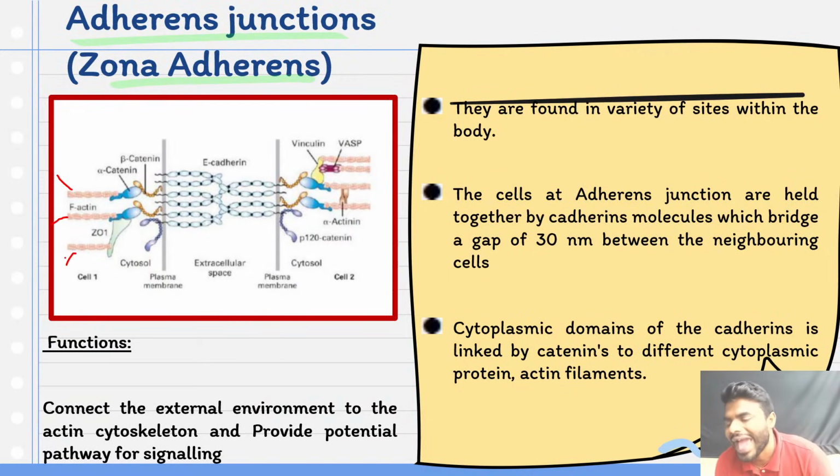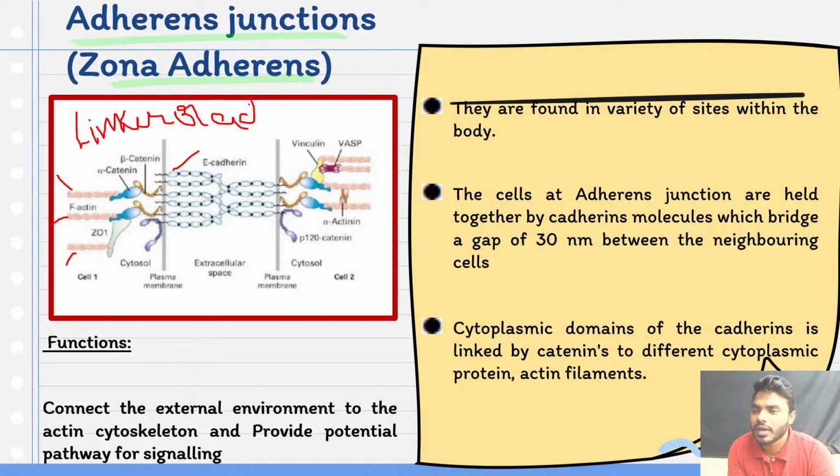These are all the actin filaments. Now friends, if this particular cadherin molecule wants to be associated with the cytoskeletal domain, undoubtedly what do they require? They require a compulsory linker molecule. I told you, right? Linker molecule or adapter molecule. What is that linker or adapter?